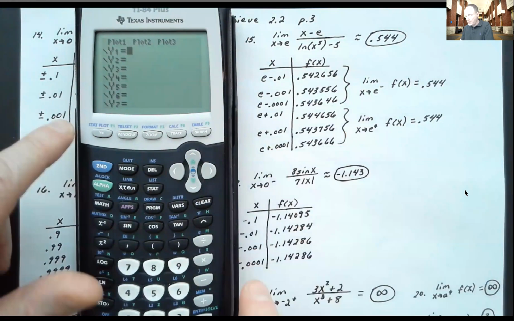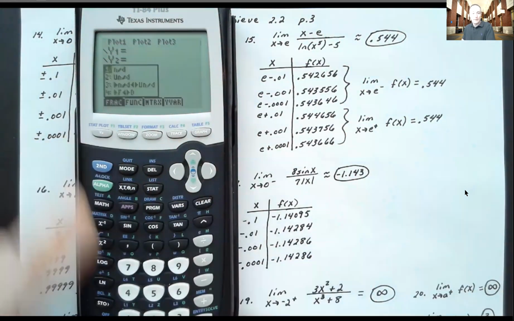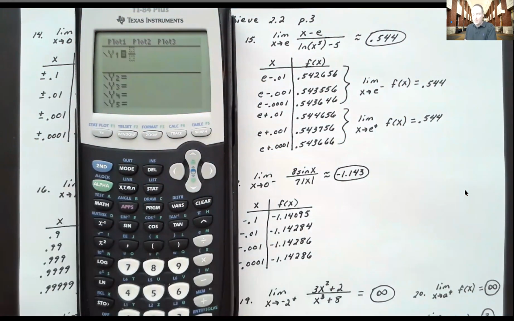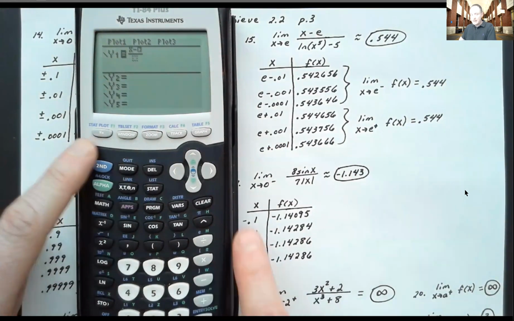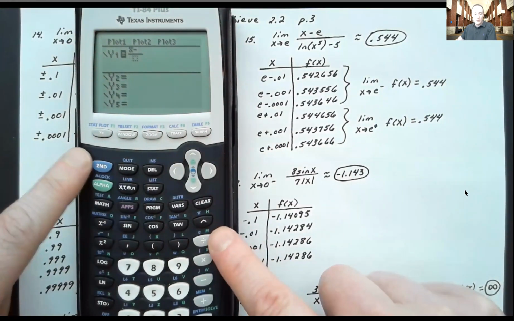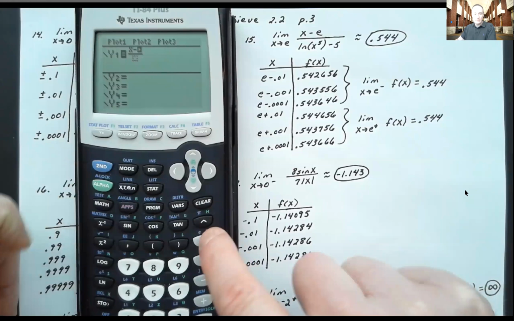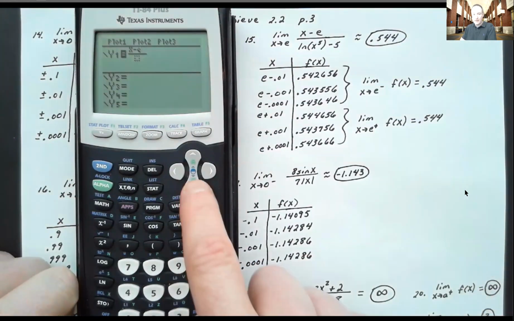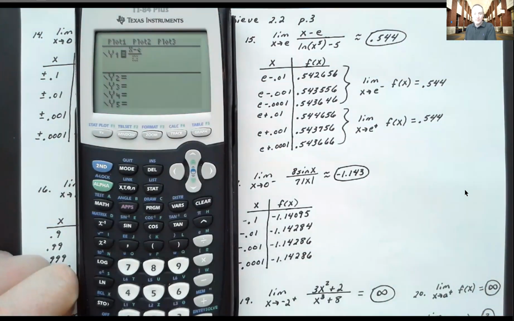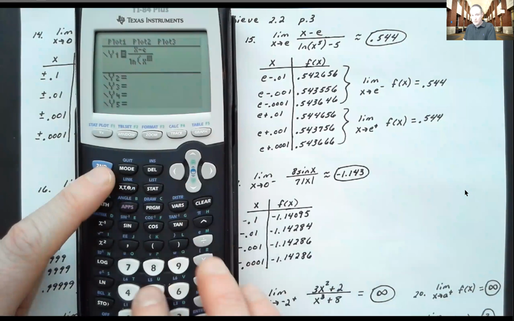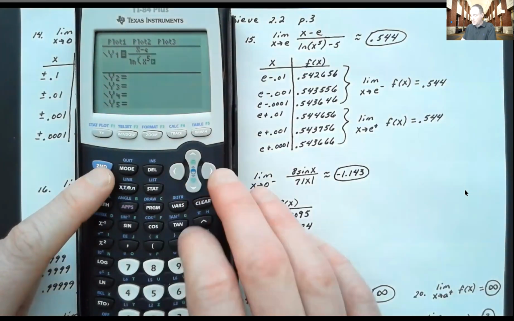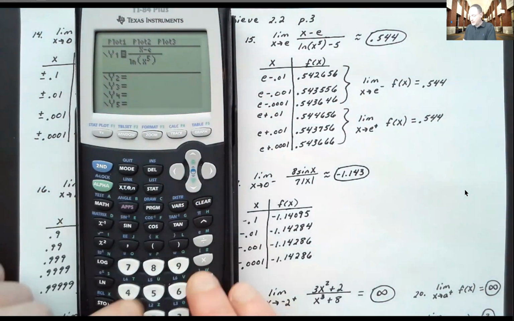There we go. I'll go ahead and put in my function. I would prefer to use the fraction and x minus e. The e button on your calculator, if you don't want it raised to a power, is best second divide, x minus e. Now my denominator here, the natural log of x to the 5th, x raised to the 5th. I'll close that out and then minus 5.